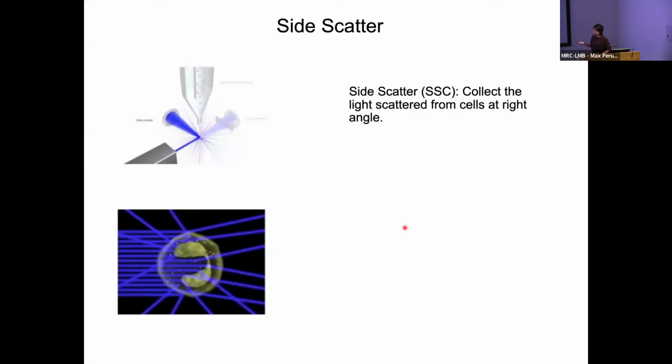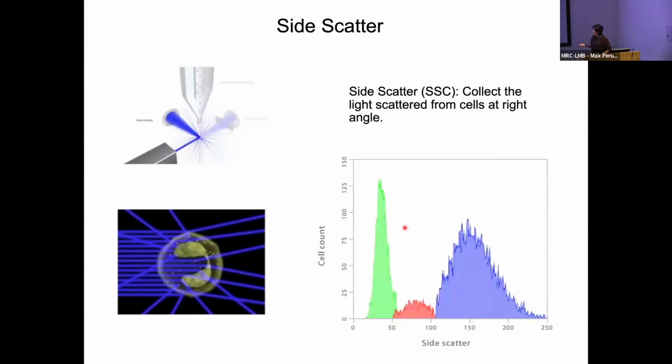So side scatter, similarly, collects the light at 90-degree angles. Side scatter is related to the complexity of the cells. So for example, macrophages will deflect the light at a larger angle. So you can see the different populations by only looking at the side scatter already here. If you combine the two parameters together and plot them onto the two parameter dot plot, you can see the three distinct populations here already.